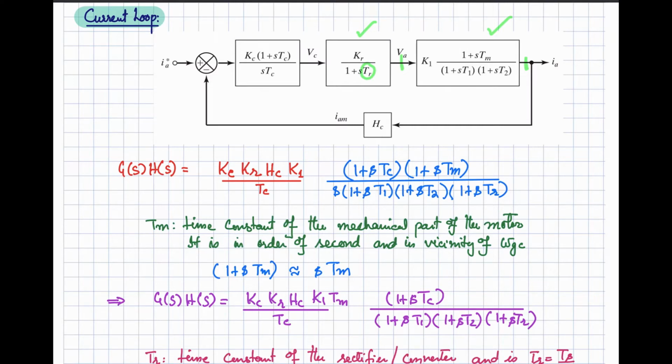And then this is representing the PI controller, the current controller, and here is the gain of the current sensor. So current feedback is this one. So this is representing the gain of the current sensor. For this we have already discussed that the closed loop transfer function is given by this equation.